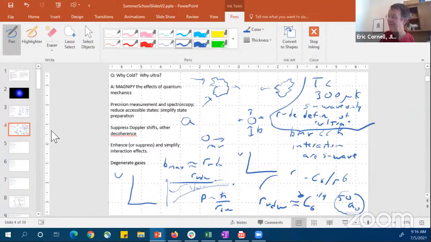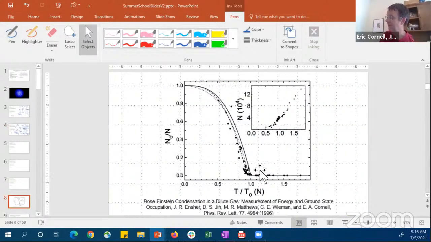And then, of course, when you get to ultra low temperatures, you have degenerate gases, which of course are very near and dear to my heart. You get cold enough, and as you go to lower and lower temperatures, at some point, do you see my mouse moving on here?